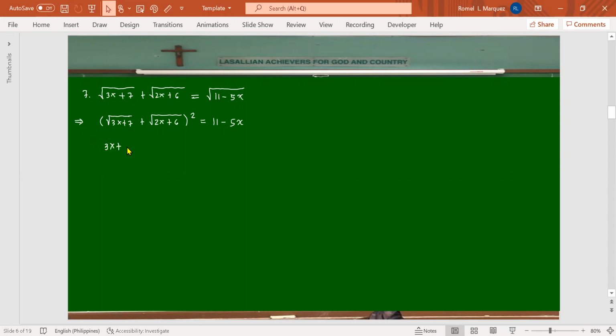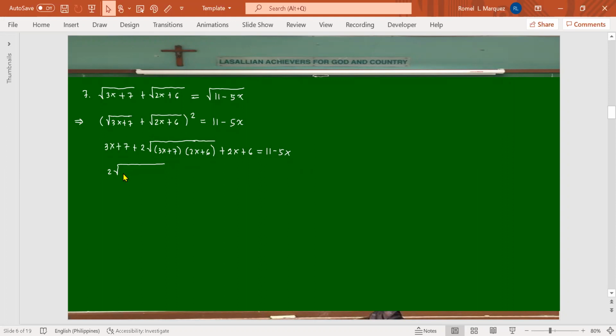So we now square the first, so no more radical: 3x plus 7, plus twice the product. So 2 times the square root of 3x plus 7 times 2x plus 6. Remember, if you have square root times square root, we can combine as factors the radicand. Plus the square of the second, 2x plus 6. And that is equal to 11 minus 5x. Let us combine those terms without radical and at the same time expand the radicand here.